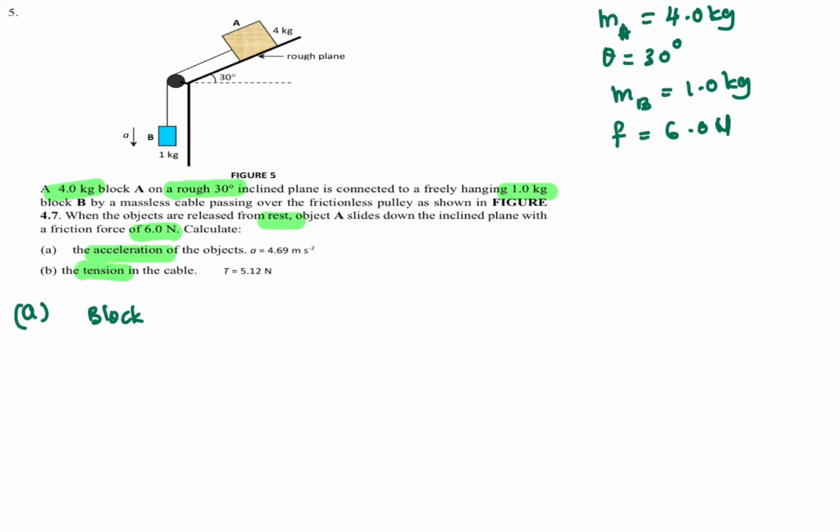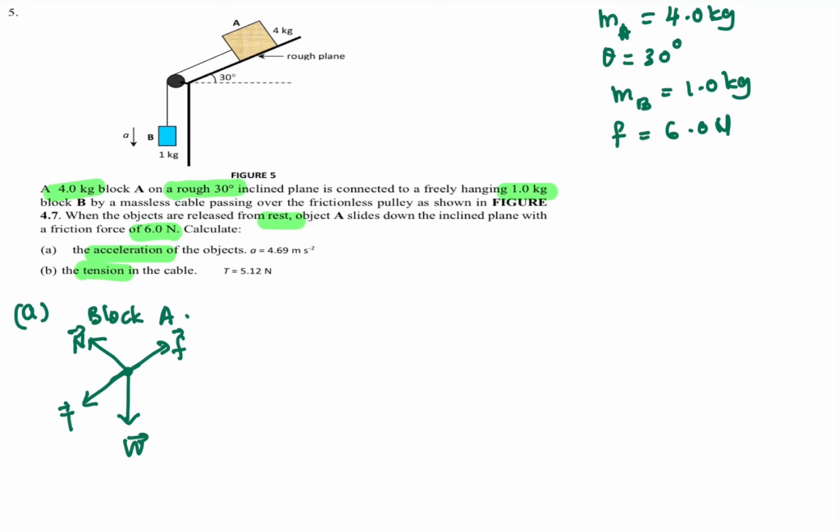Block A first. What you have here is normal force, and then weight, and because it's accelerating downwards, your frictional force is upward, and you have your tension there. Okay, so this is your free body diagram for block A.